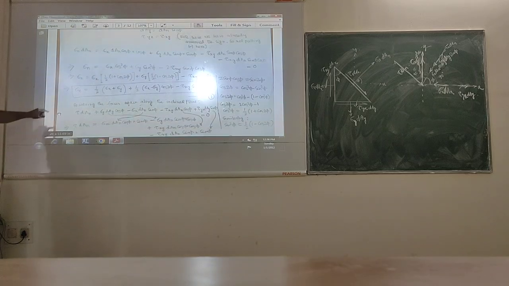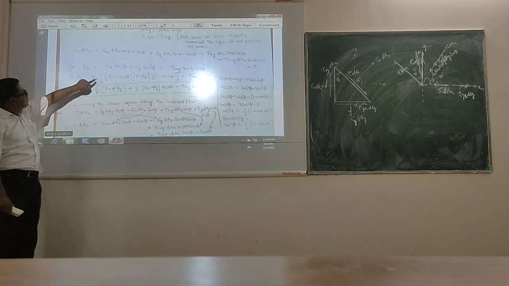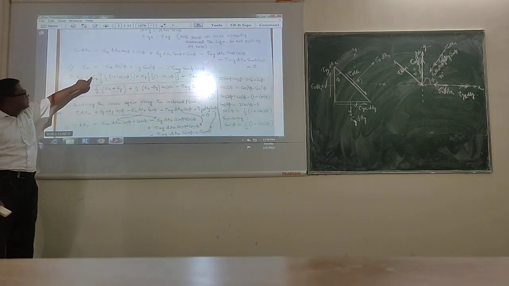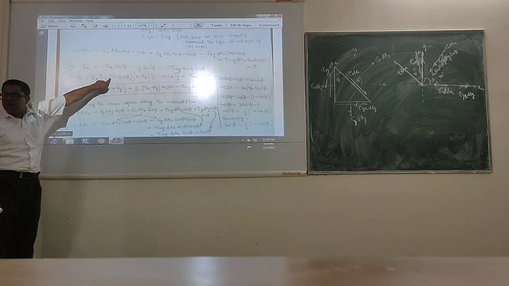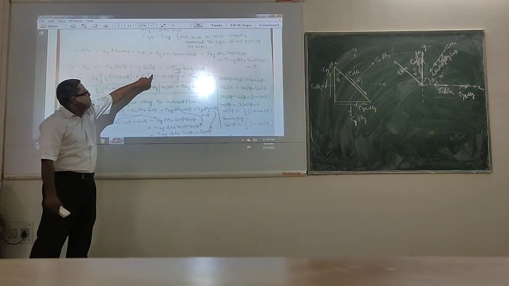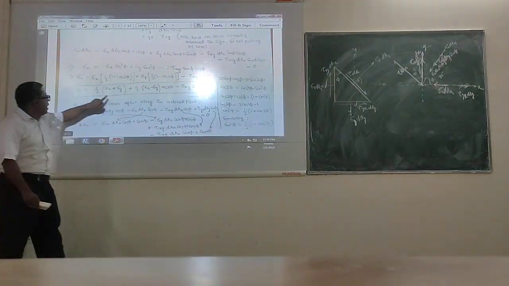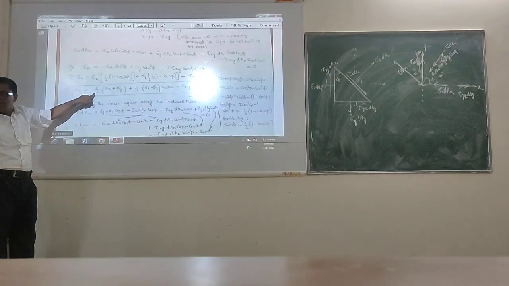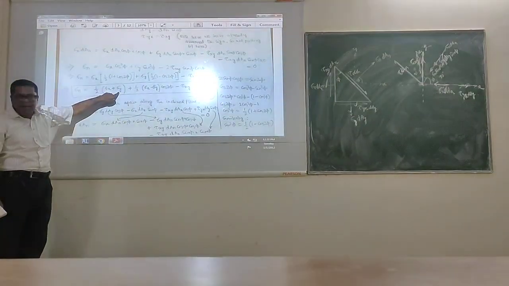So there will be a sigma x by 2. Have you understood? Sigma x by 2 term will come from here, sigma y by 2 term will come from here. So I have taken half as common, and then sigma x plus sigma y.